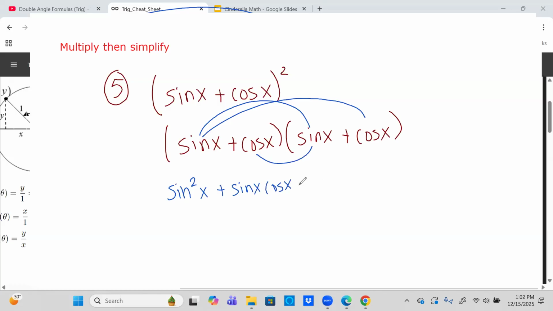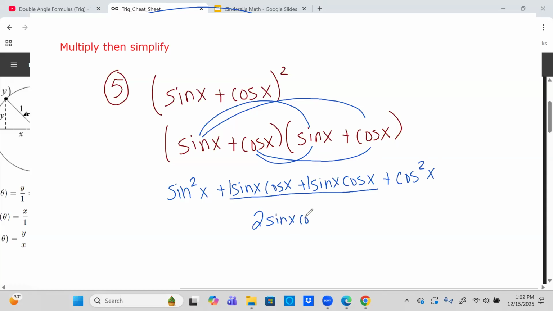Under would be another sine cosine. Yes, you could put cosine sine, but it's fine. And under again would be cosine squared. These two in the middle are like terms. There's an invisible one, there's an invisible one. Add that together and we'd have 2 sine x cos x. And then we still just have cos squared at the back, sine square at the front.